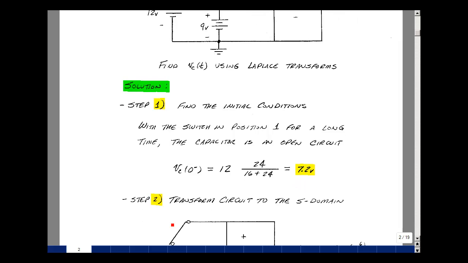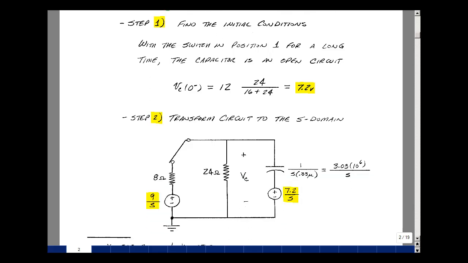Our second step is to transform into the S domain. Now when the switch is closed, the left-hand side of the circuit is no longer connected. What we've got then is the bottom part of this switch circuit, which is an 8 ohm resistor and a 9 volt battery, but that would be a step function in the S domain, so just 9 divided by S. Our capacitor is replaced by an impedance of 1 over SC. 1 over 0.33 microfarads turns out to be 3.03 times 10 to the 6th.